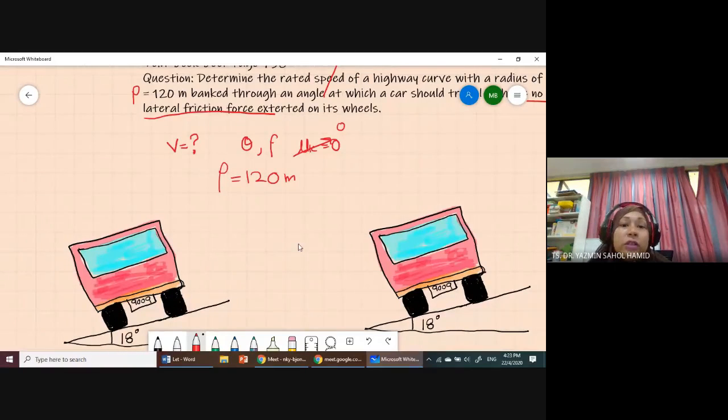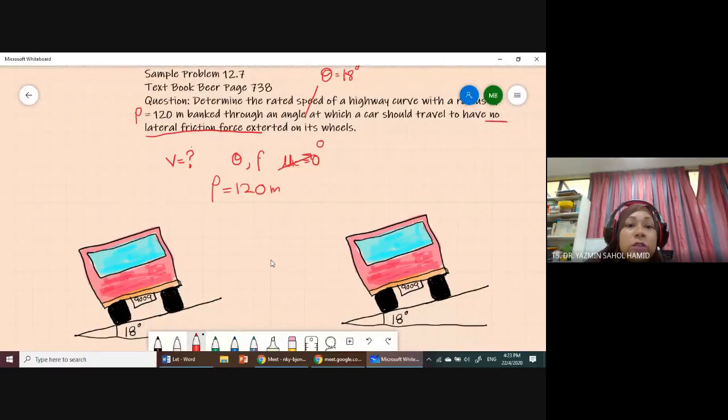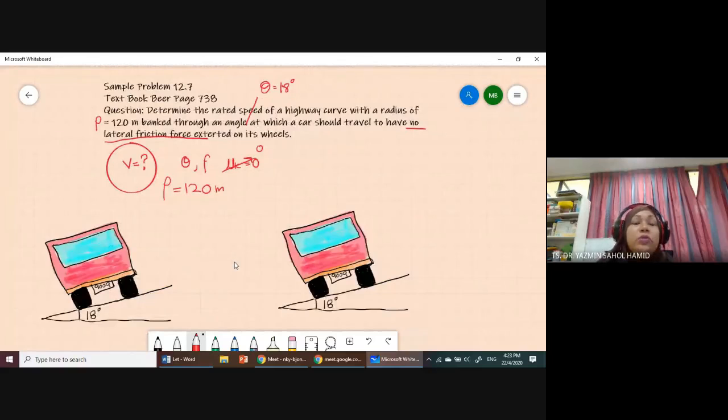For this question, we are asked to find the velocity, and the information that we have is theta and rho. So what method are we going to use to solve this problem? What I mean is, what is the best coordinate system to use? Remember, I have taught you three. Can someone answer me?